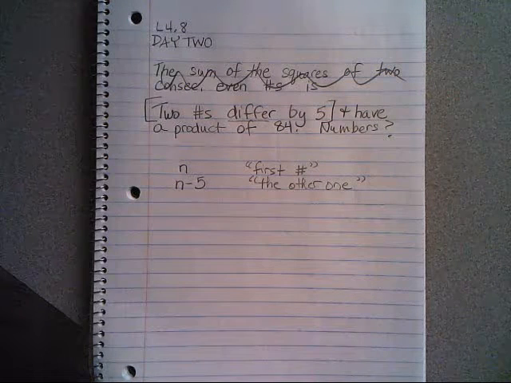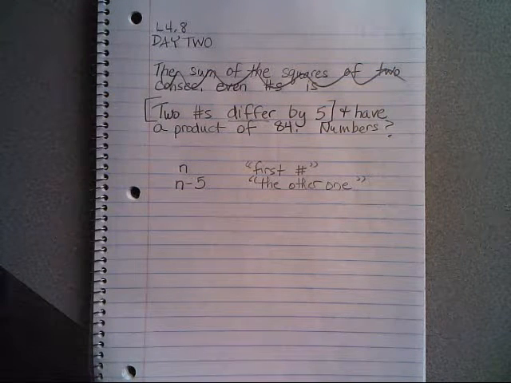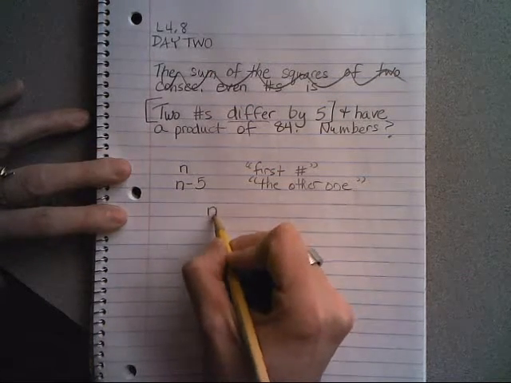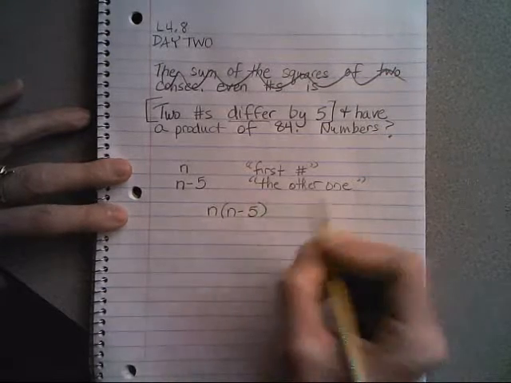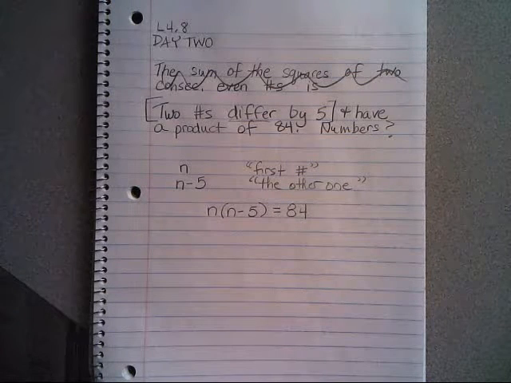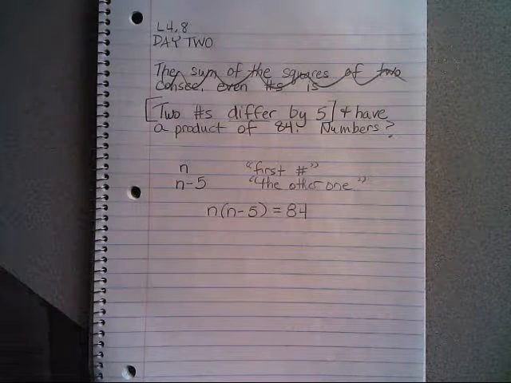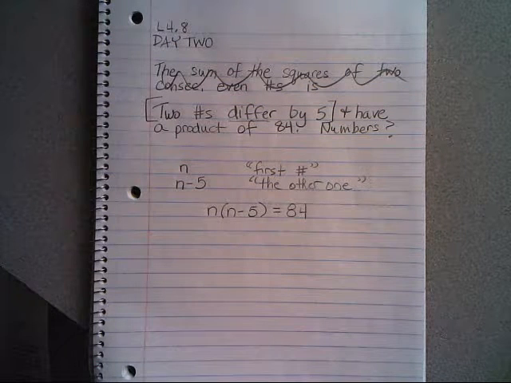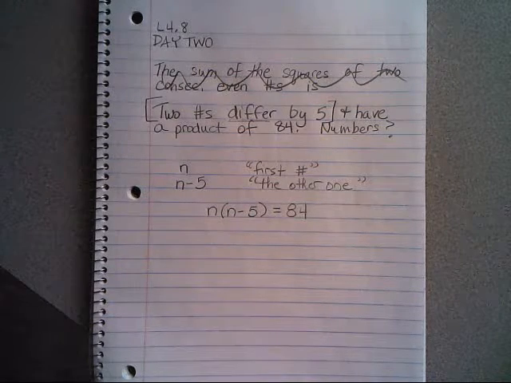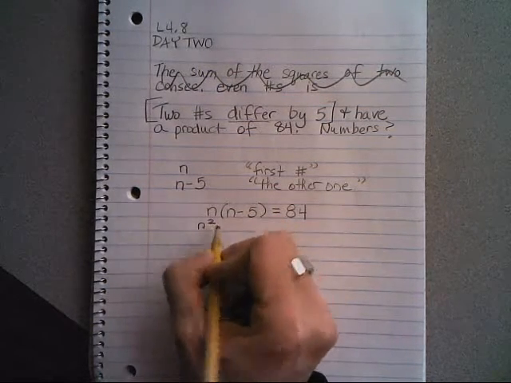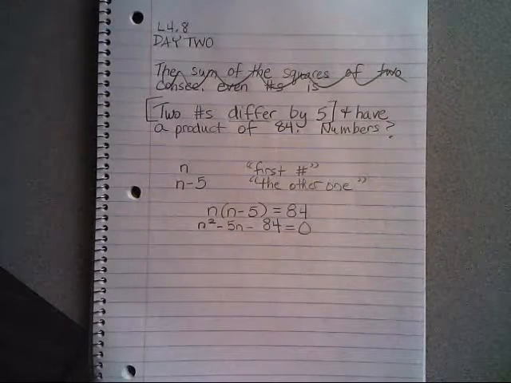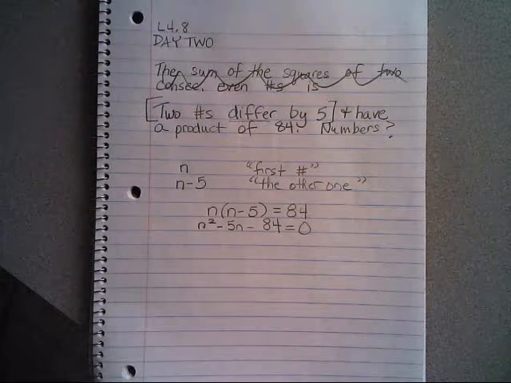If they have a product of 84, how can we set this up? Product means what, folks? Yep. Those are the two numbers that differ by 5 and have a product of 84. So we're going to start by multiplying it out and then subtracting our 84 over. N squared minus 5n minus 84. Does everybody see how I just moved it over? You don't have to make a big production out of it.